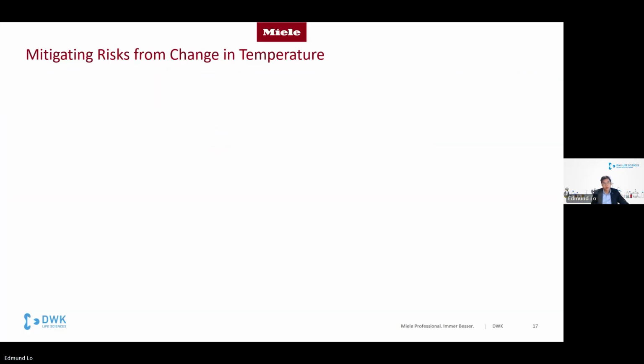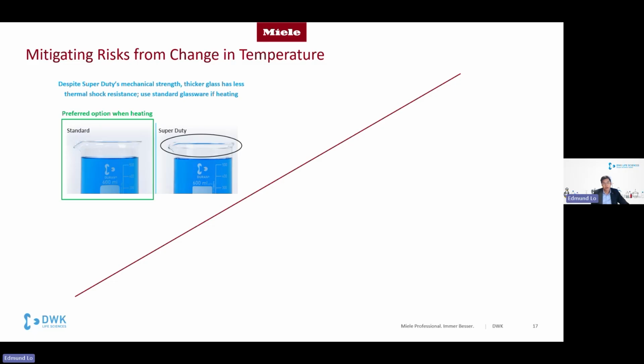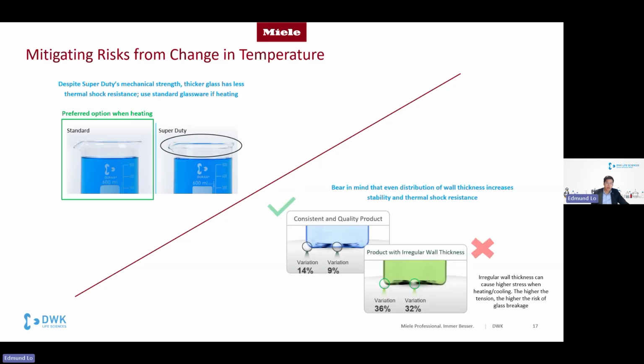Now, in terms of mitigating risks, again, from changing temperature, despite Super Duty's mechanical strength that we mentioned earlier, the thicker glass actually has less thermal shock resistance. So for heating applications, the user should use standard glassware for heating. And also bear in mind that the evenness of the wall thickness distribution is also very important, as mentioned before. So the evenness increases stability and thermal shock resistance.